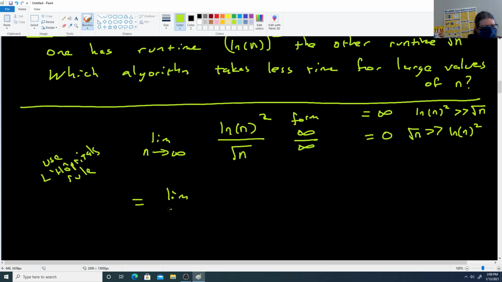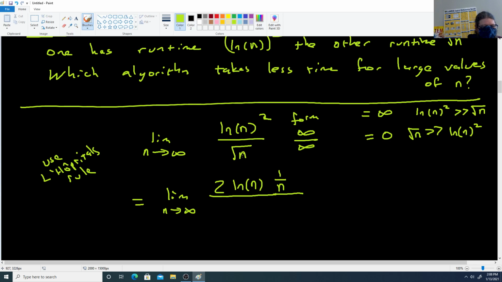Which means take the derivative of the top and take the derivative of the bottom. We're going to have to use the chain rule for the top, so I'm going to bring the 2 down. We're going to get natural log of n. So it's bring the outer function down, leave the inner function alone. Then we have to take the derivative of the inner function, which is 1 over n. Derivative of natural log of n is 1 over n.